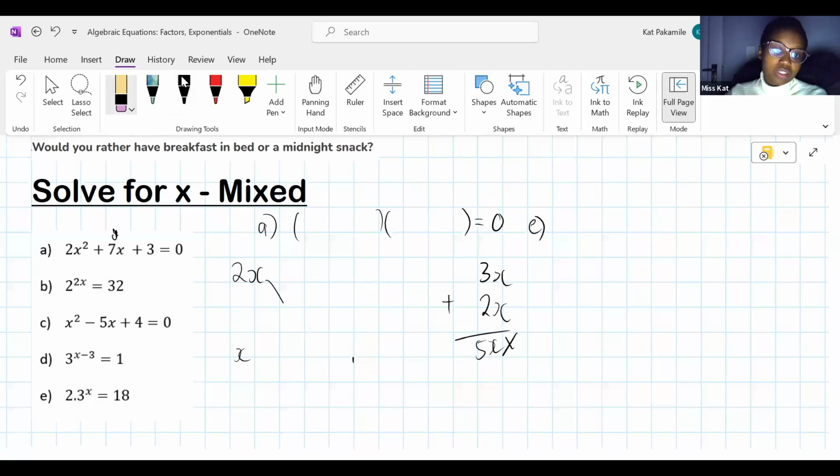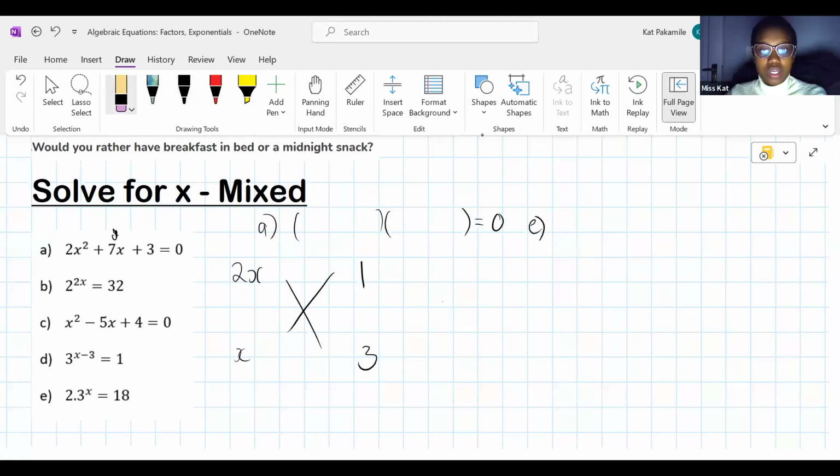So then it means your 3 has to be there and your 1 has to be there, because when you cross multiply, let's see what's going to happen. You're going to have 1 times x, which is x, plus 2 times 3, which is 6, and that is 7x. That means my 2 brackets are 2x plus 1 and x plus 3.